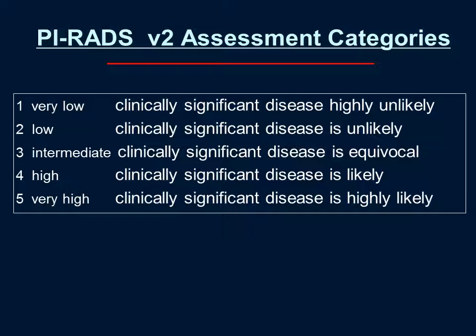These are the definitions for 1 through 5 using PI-RADS, basically from very low to very high suspicion based on our perceived likelihood of clinically significant disease.